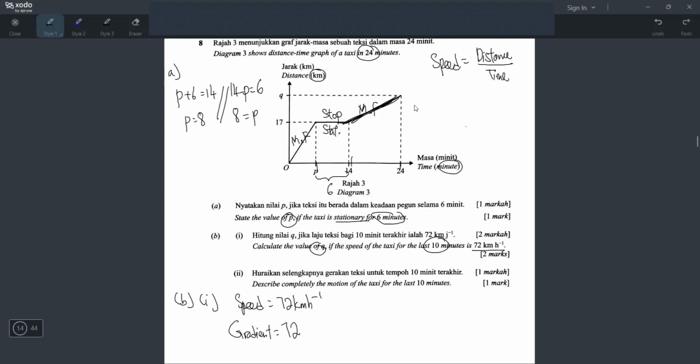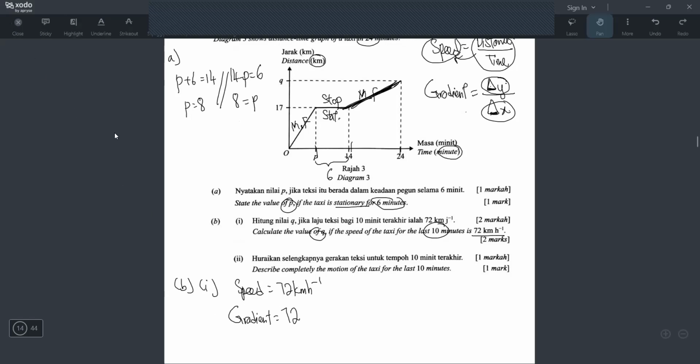So if I say speed is 72, it means gradient is 72. Okay. Why can I use gradient? Because the formula for gradient is you take the difference in y divided by the difference in x, right? And if you look carefully here, the y-axis in this question is distance, the x-axis here is time. So you are taking difference in distance divided by difference in time, which is exactly the same as the speed formula. That is why the gradient of this line will give you the speed, right? That's why if they say speed is 72, it means gradient is 72.